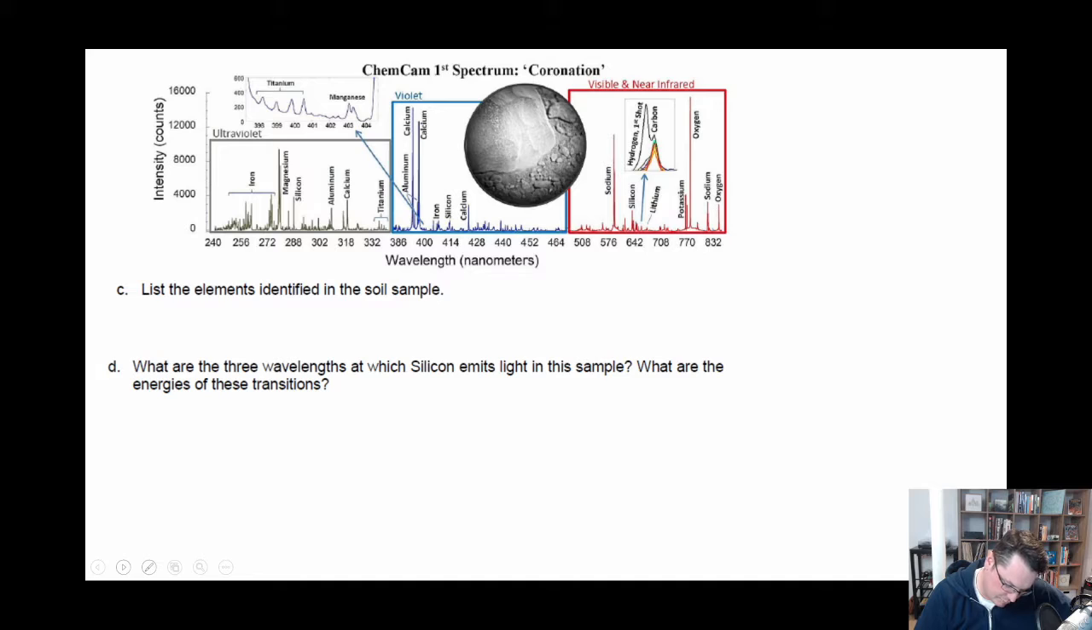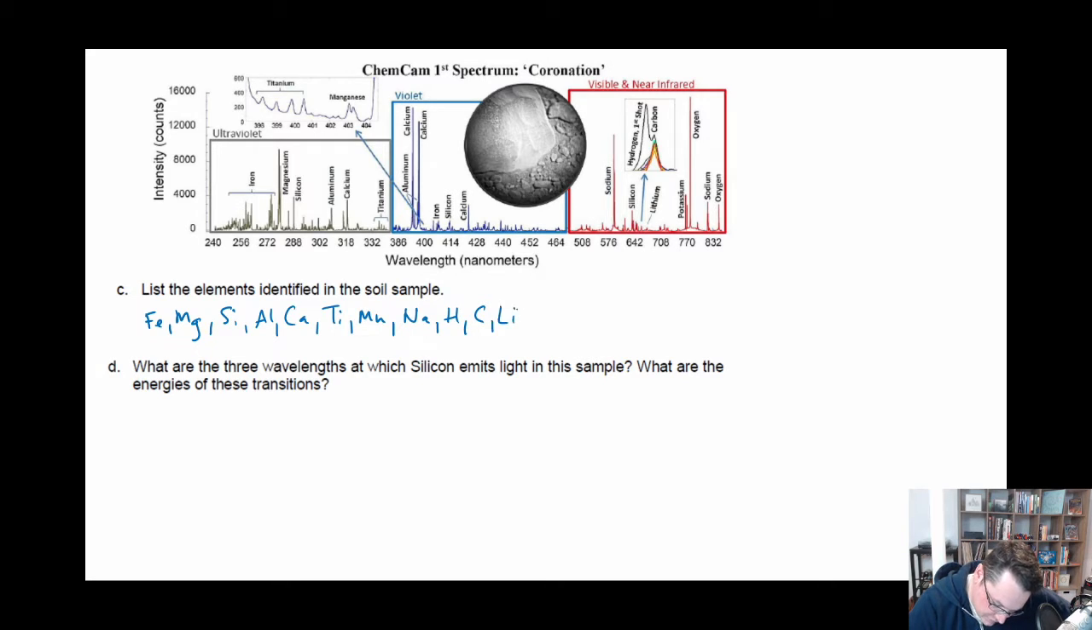Part C of the problem lists the elements identified in the soil sample. All you have to do for this is look at the spectrum that was collected by the Curiosity rover. So you have iron, magnesium, Mg, silicon, Si, aluminum, calcium, titanium, aluminum again, calcium again, manganese, iron again, silicon again, calcium again, sodium, silicon again, hydrogen, carbon, lithium, potassium, oxygen, sodium again, oxygen again. Those are all the different elements that they found within the soil sample.